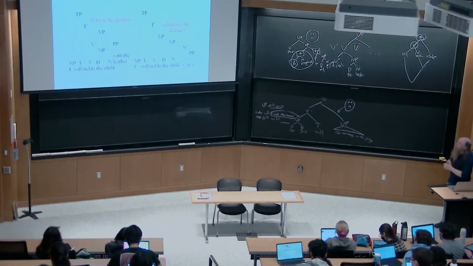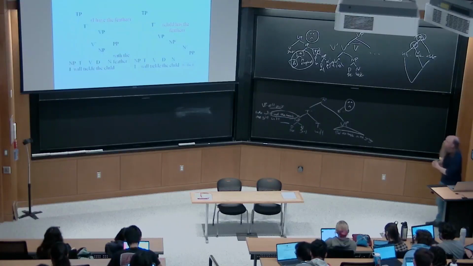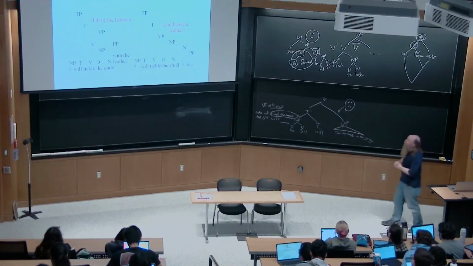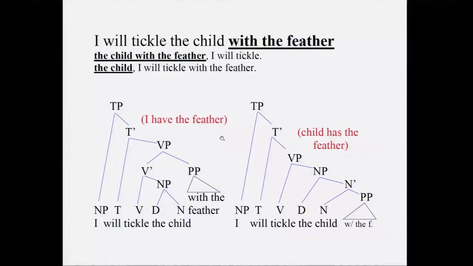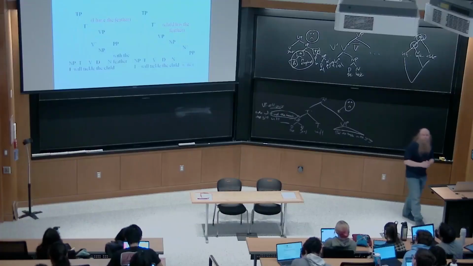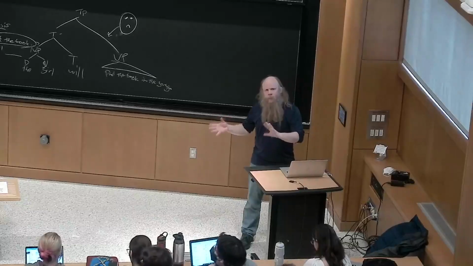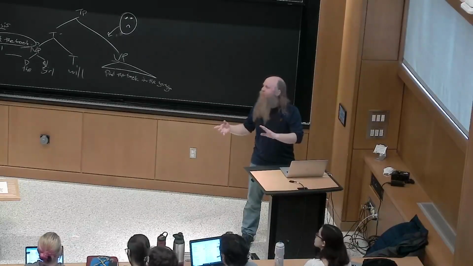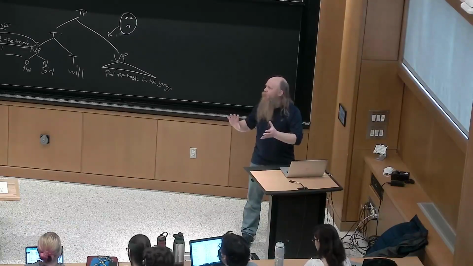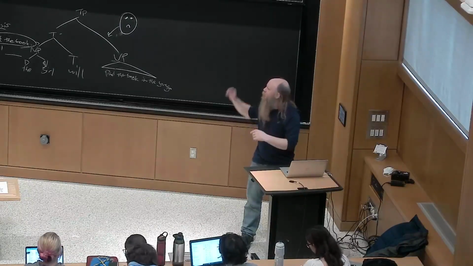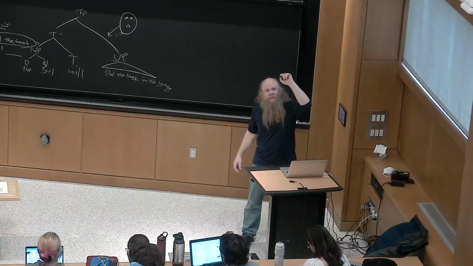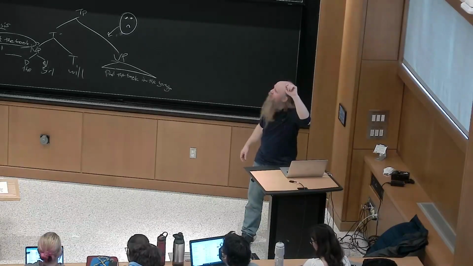And then if we do topicalization, that makes the meanings collapse. So the child I will tickle with the feather only has the tree on the left. The child with the feather I will tickle only has the tree on the right, and it only has the meaning on the right. Does everybody see that? This is sort of review of where we are so far with the constituency tests that we have. And as I said, I will reveal another one to you on Thursday, which will help me to get rid of this tree.